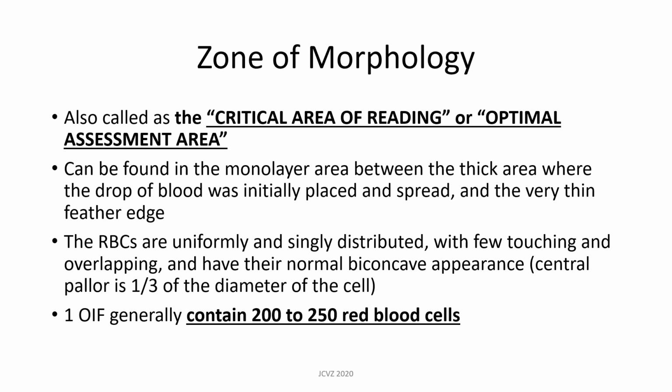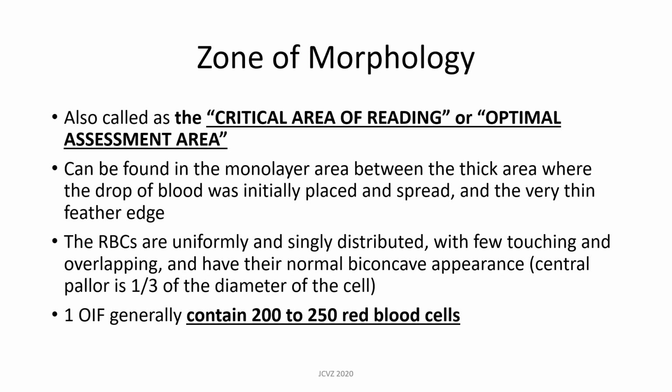If you have noticed earlier, our red blood cells under the microscope have a light portion in the middle of the cell. That's the central pallor of your RBC. One oil immersion field generally contains 200 to 250 red blood cells. So you don't really have to count, guys, when you view the red blood cells in the monolayer area. It is expected that in a well-prepared blood smear, there must be 200 to 250 RBCs seen in one oil immersion field.